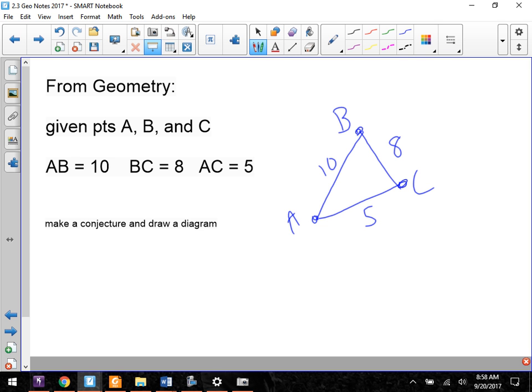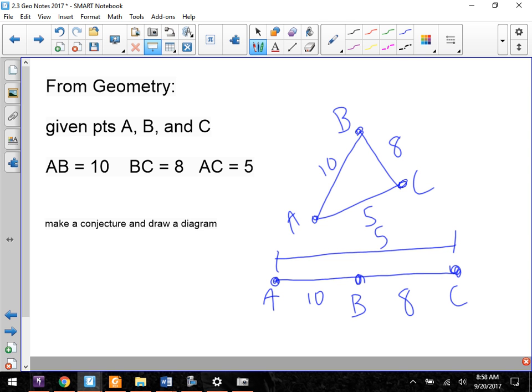Scaling. All right. Now, the idea that it can't be one segment, what you were saying, they're not going to be collinear, because if this is A, B is 10, B to C is 8, A to C would have to be 5. But if you do it that way, what would AC have to be? It would have to be 18. So that means this would be a false conjecture. I just disproved your conjecture. I used a counterexample via diagram.